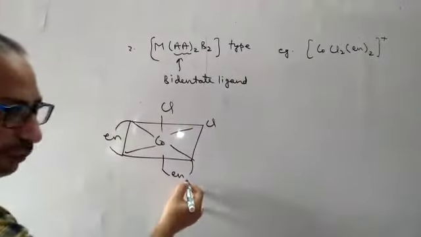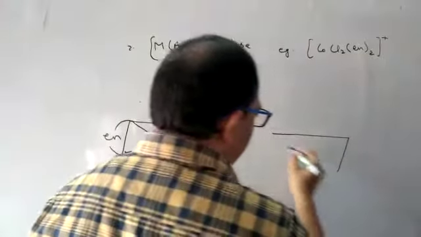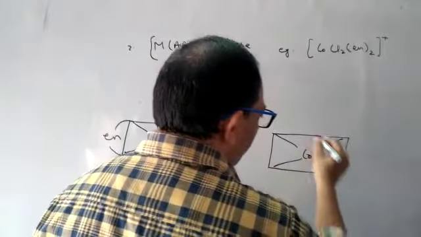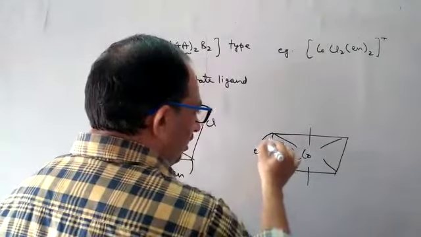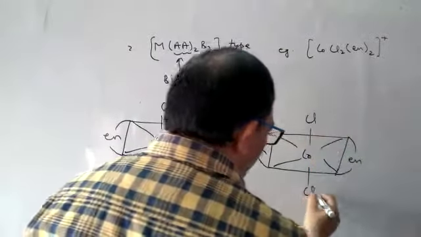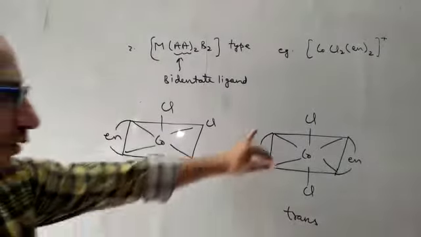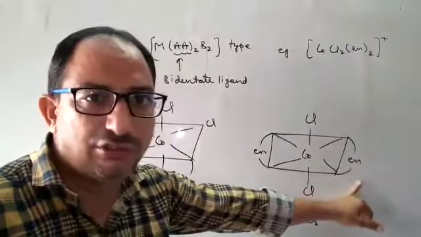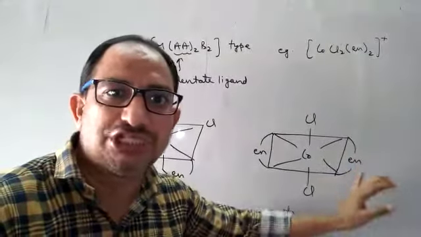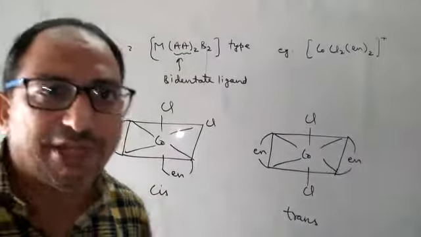Same ligand at adjacent position is cis. And if we draw the same ligands at opposite positions, then it is called trans: en, en, Cl, Cl. So this is known as trans. The bidentate ligand AA is drawn like this. It donates two lone pairs, so it attaches at two positions simultaneously. So this is the second type, M(AA)2B2 type.